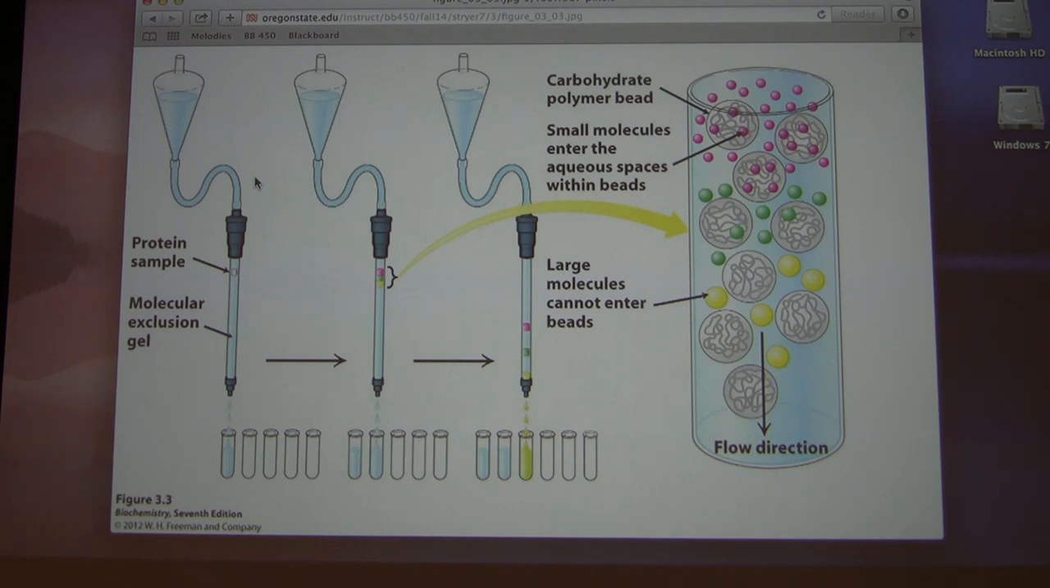How does it work? Here's a mixture of proteins. Here are some that are smaller, shown in red, and here are some larger ones shown in yellow. The ones in yellow are large enough that they don't fit in the tunnels. Therefore, they don't enter any of the beads. They simply stay in the solution, going boing, boing, boing, and they're out. They're not going through the beads, they're just going around them.